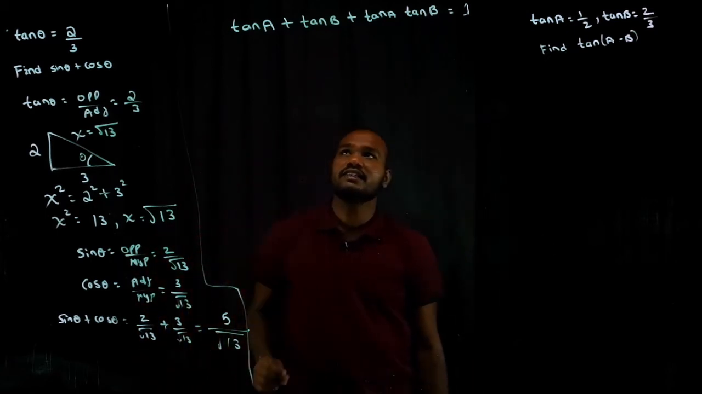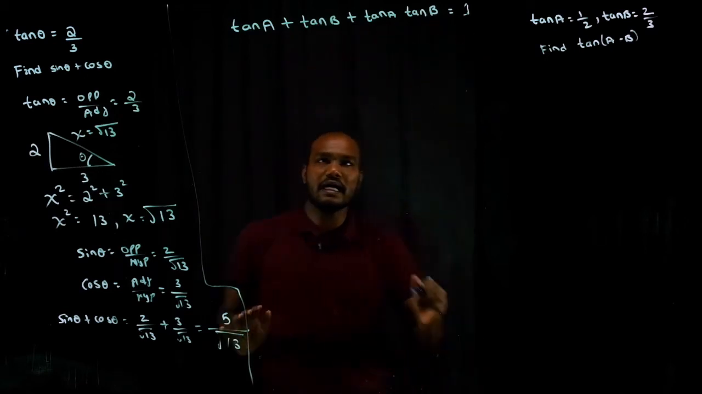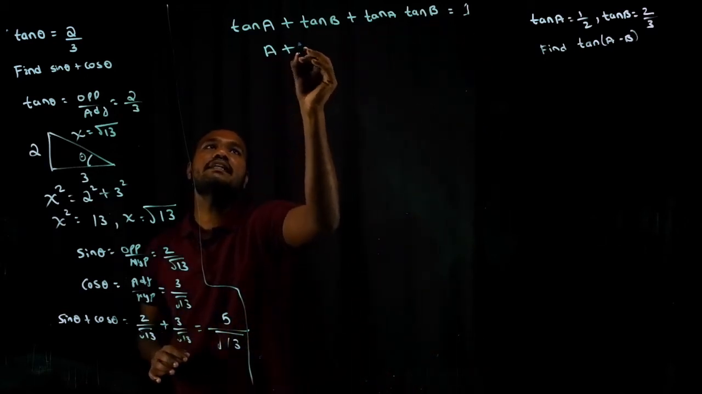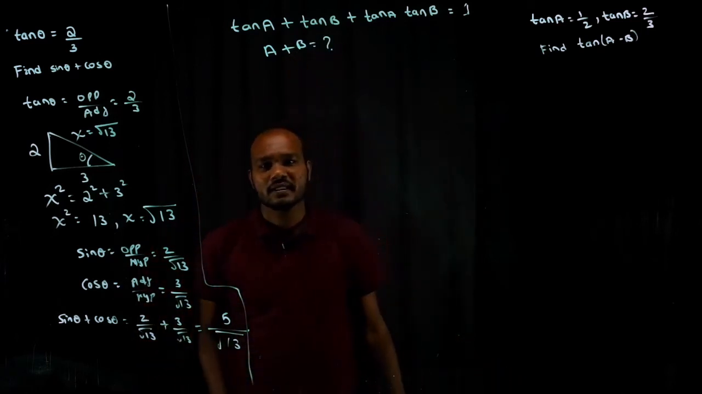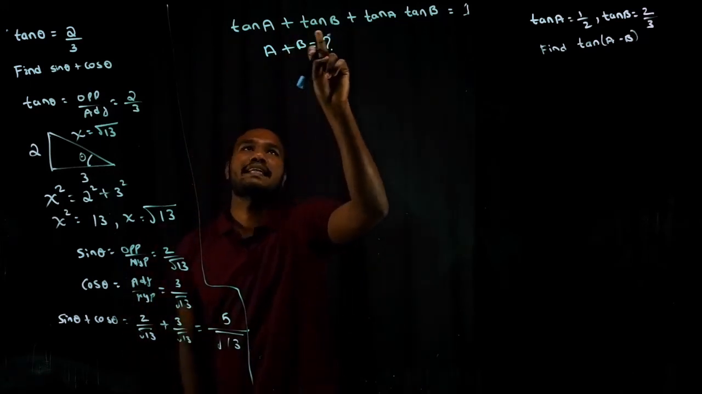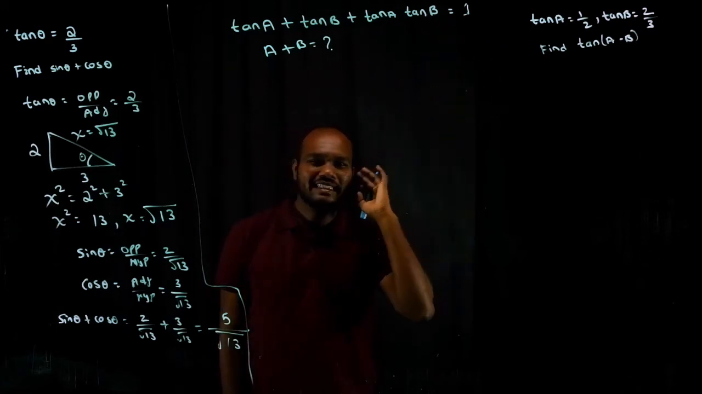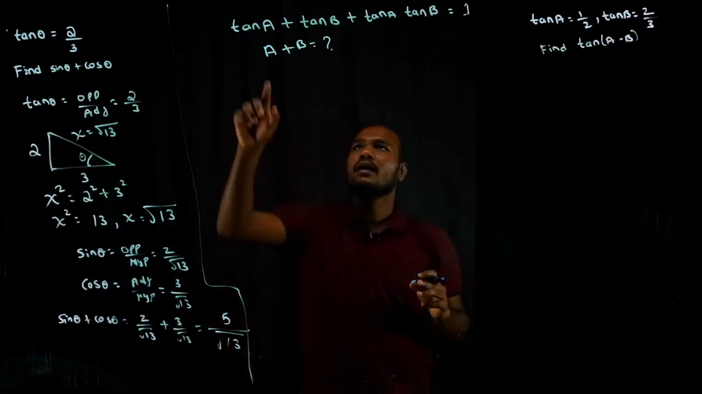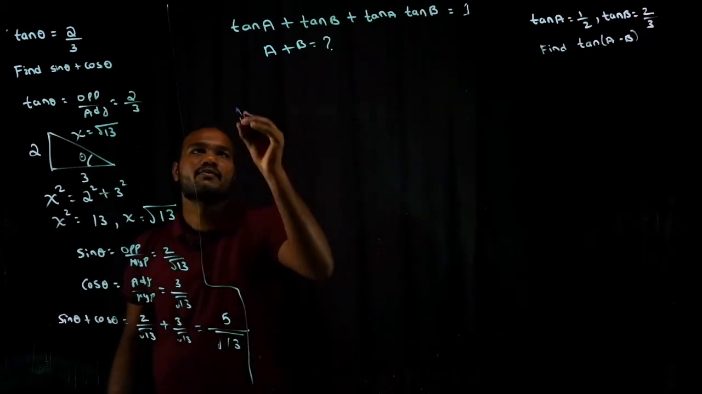The question is given as what? Tan A plus tan B plus tan A tan B is equal to 1. They have asked you to find what is the A plus B value, where A and B are some angles. See here, I have the question as tan A plus tan B plus tan A tan B is equal to 1. Does it sound somewhere familiar? Where do I know this?